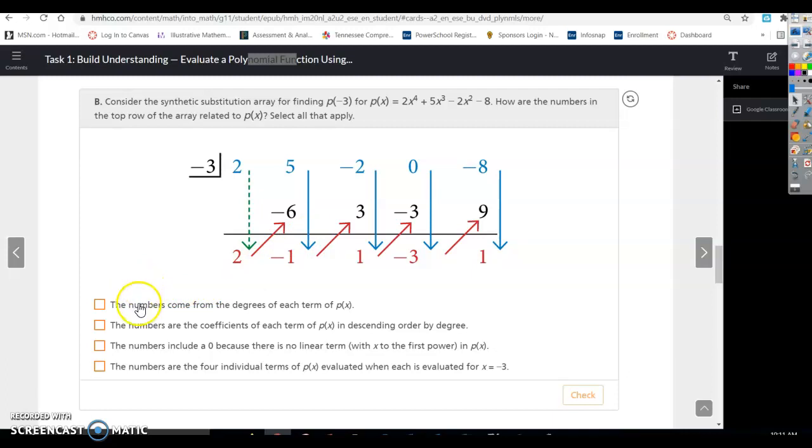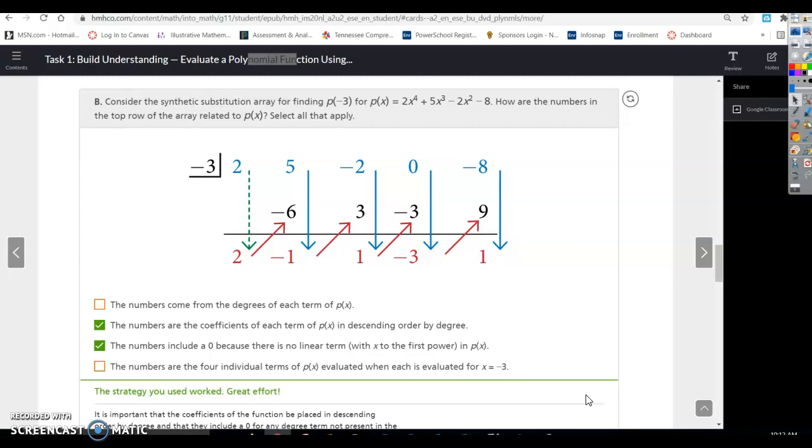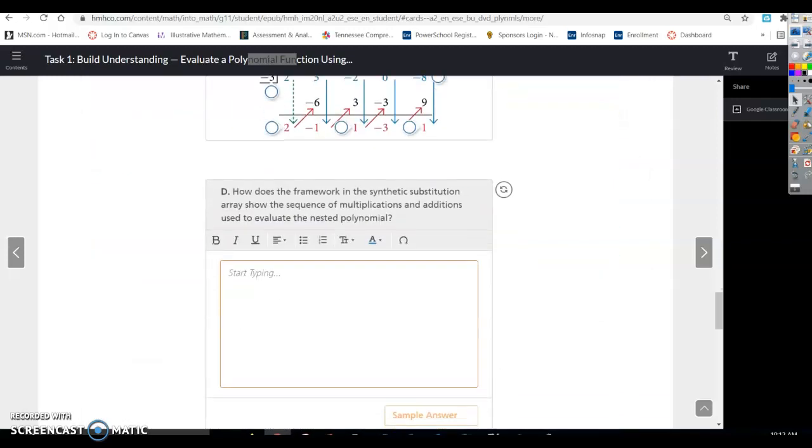It says the numbers come from the degree of each term. So it's not coming from the degree, it's coming from the coefficients. So the numbers are the coefficients of each term in descending order by degree. That is true. The numbers include a 0 because there is no linear term. That is true. And the numbers are the 4 individual terms evaluated for each. That's not true. We're evaluating it all together to get the final answer at the end. All right, so that's all for that one.